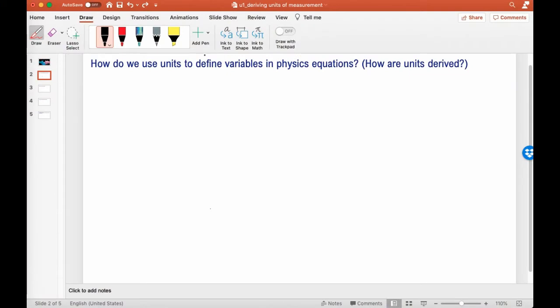So, what does it mean to actually derive a unit? What does that mean? So, when we're deriving units, essentially what we're doing is we're actually making a definition. We're defining something, and particularly what we're doing is we're defining variables.